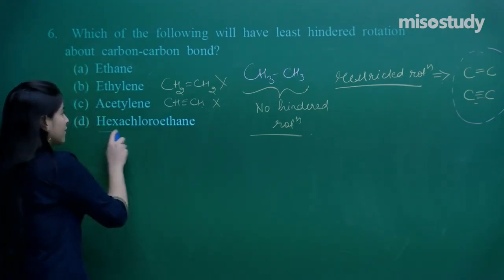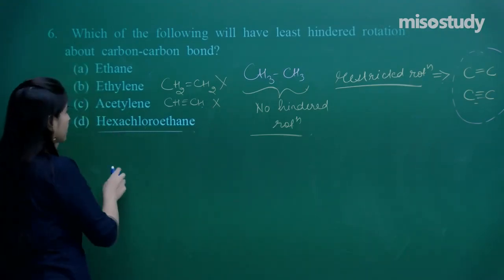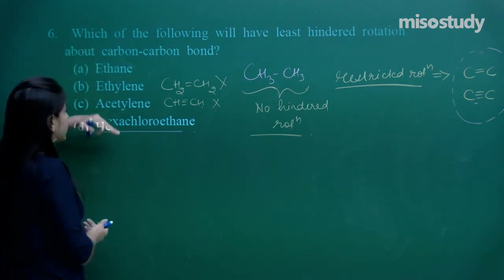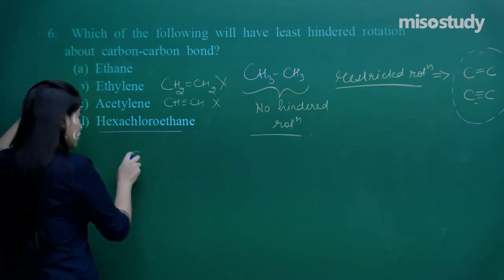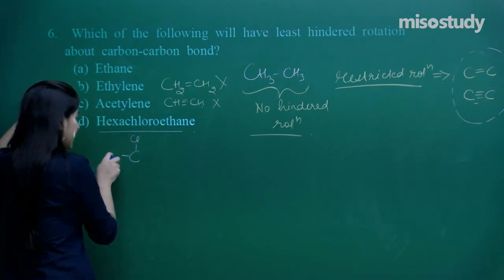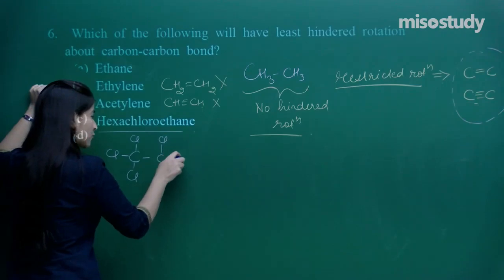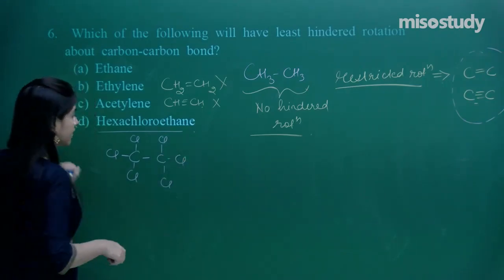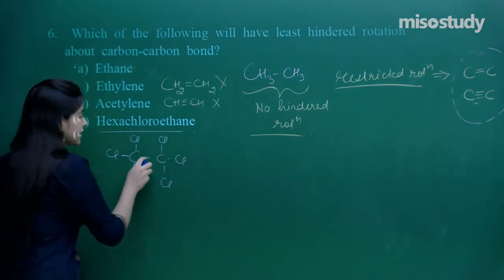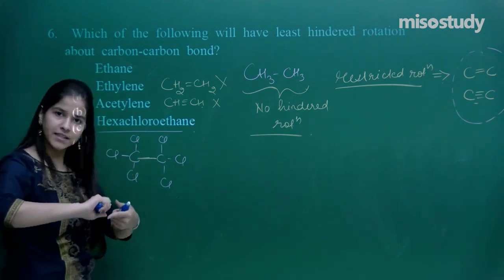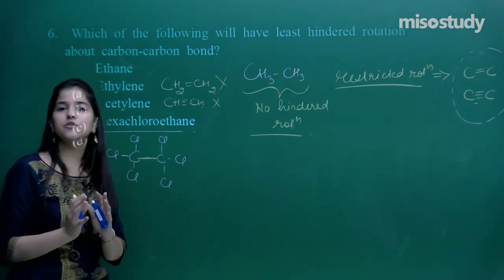Now let's have this very option. So you might be getting confused between the ethane and the hexachloroethane. What is hexachloroethane? Instead of the 6 hydrogens, we have got 6 chlorines. You might be saying that this is again a single bond, it can get rotated. Definitely it can get rotated.